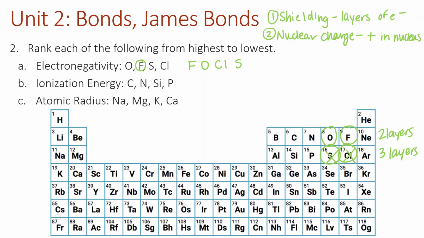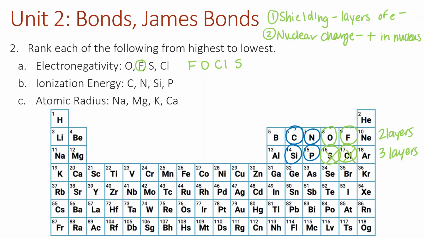The next one we have is ionization energy. So this is a measure of how much energy we need to take away an electron. If the electron is really strongly attracted to its nucleus, it's going to be difficult to remove it, and we're going to need a high amount of ionization energy. So the ones that we're looking at here are C, N, Si, and P.